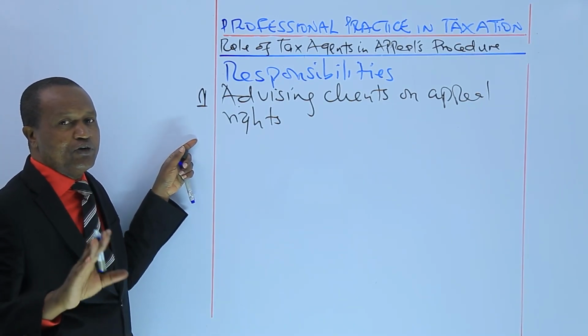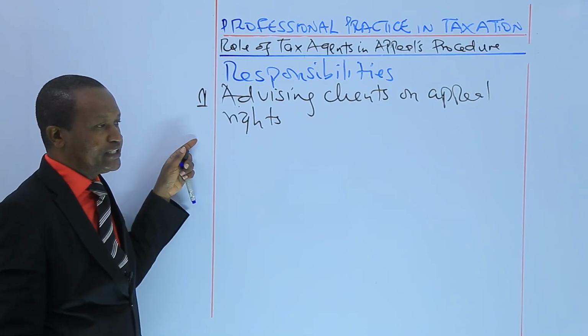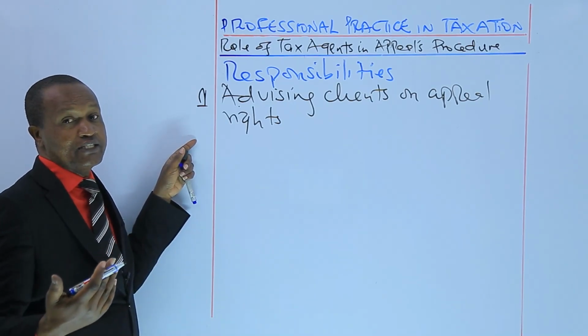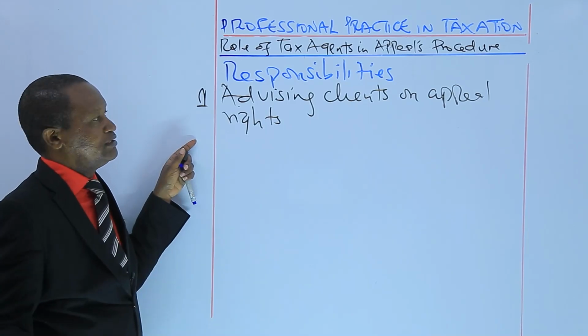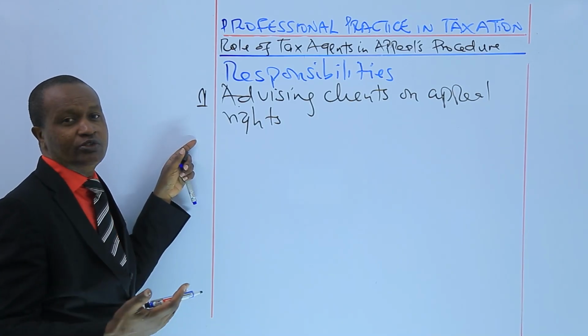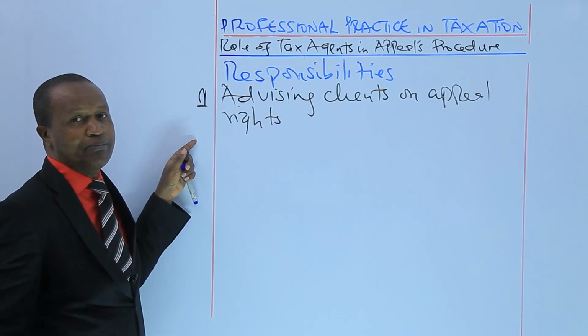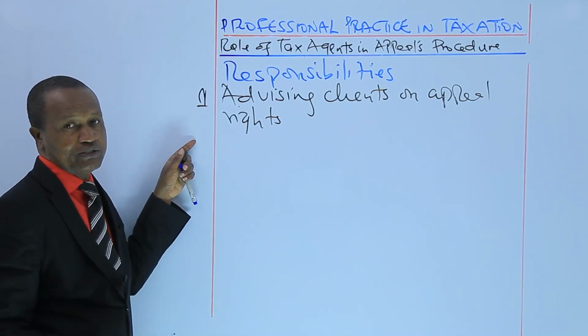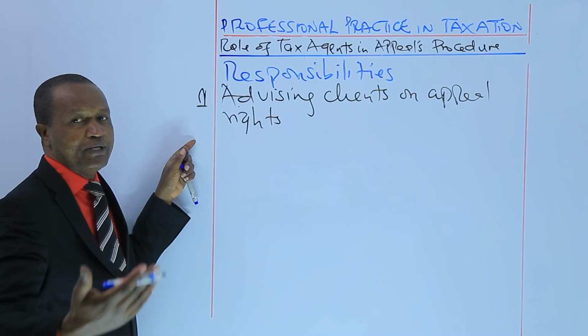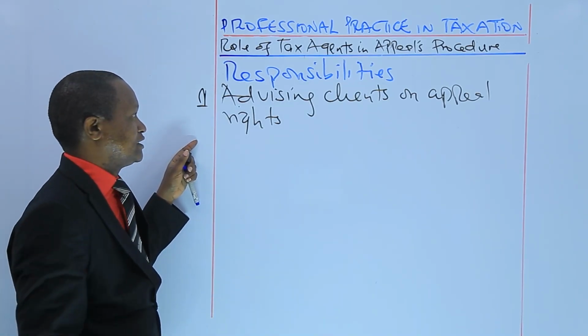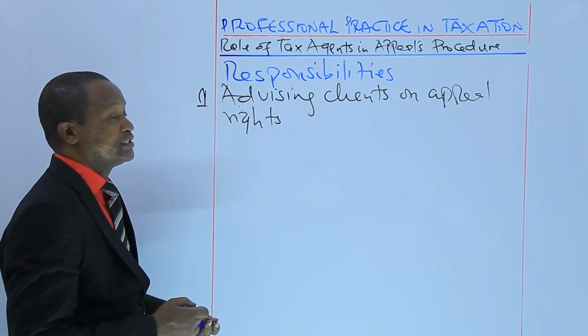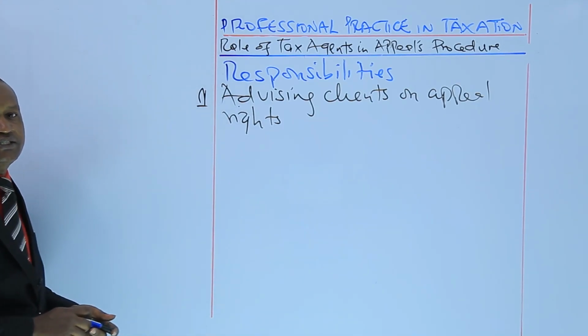Tax agents inform taxpayers about their right to appeal against tax assessments, their penalties, the advice on penalties, or any other decisions that are made by the Kenya Revenue Authority. They may explain the appeals process and the grounds for appeal to the clients, advising clients on appeal rights.